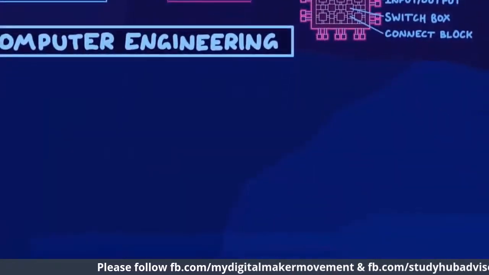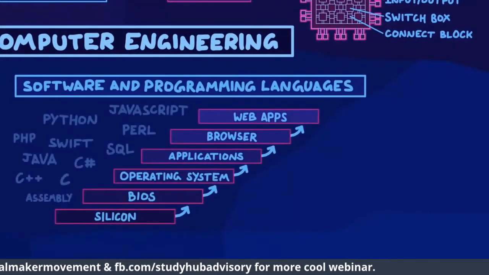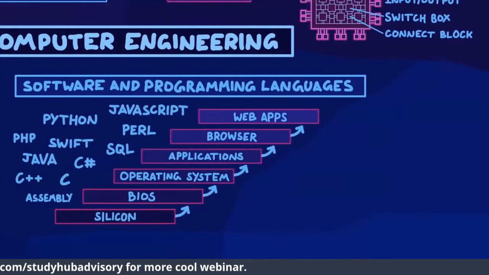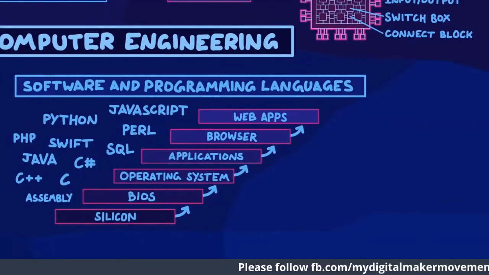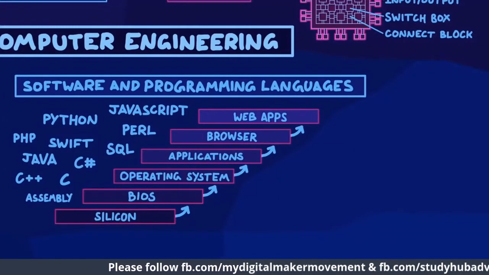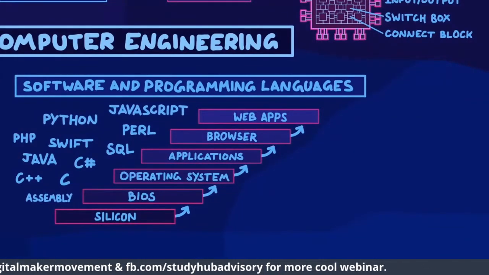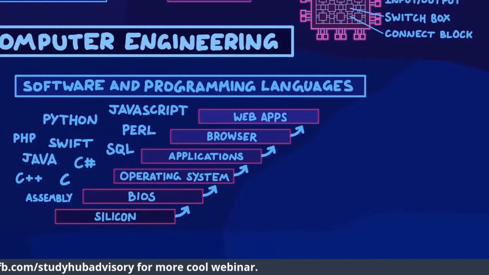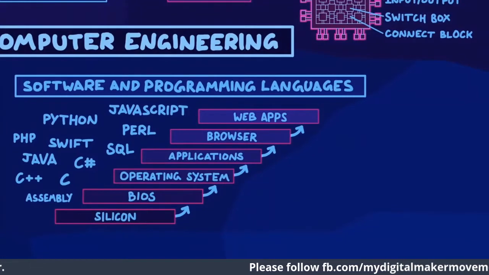On top of the raw hardware, there are many layers of software written by programmers using many different programming languages. A programming language is how humans tell a computer what to do, and they vary greatly depending on the job at hand, from low-level languages like assembly through to high-level languages like Python or JavaScript for coding websites and apps. In general, the closer a language is to the hardware, the more difficult it is for humans to use.